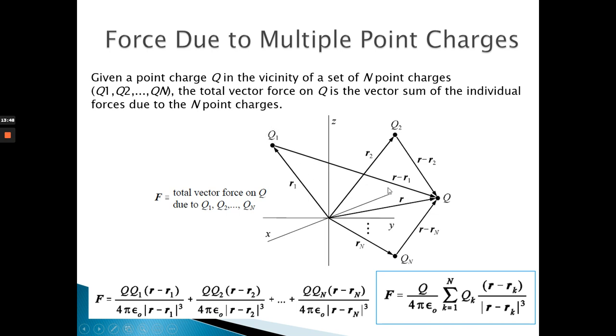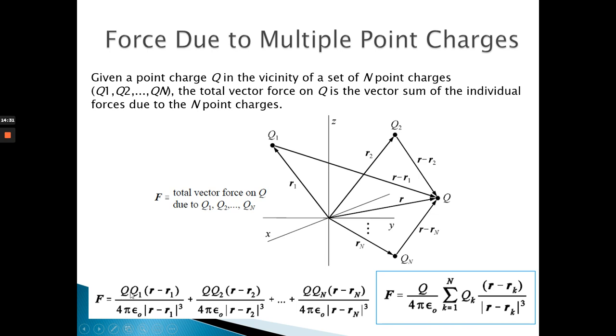What we will do, we will individually calculate the force on Q due to Q1, so this is like F1, and then we will find the force on Q due to Q2, and then on Q due to Q3, and so on. We will find the force on Q due to Qn. All the individual forces, F1, F2, F3, up to Fn, will be added, and then we will get the real value.